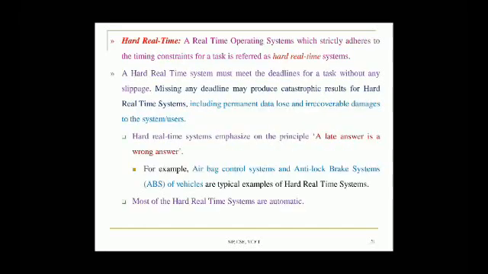Systems which strictly adhere to the timing constraints for a task are referred to as hard real-time systems. As I already said, here there is no room for missing the deadline. Any missed deadline may produce catastrophic results in a hard real-time system, including permanent data loss and irrecoverable damage. Hard real-time systems emphasize the principle that a late answer is a wrong answer. In examples like airbag control systems and anti-lock brake systems, there is no room for error or delay. Any delay in execution may cause huge loss of life. Most hard real-time systems are automatic, and no human intervention is appreciated.